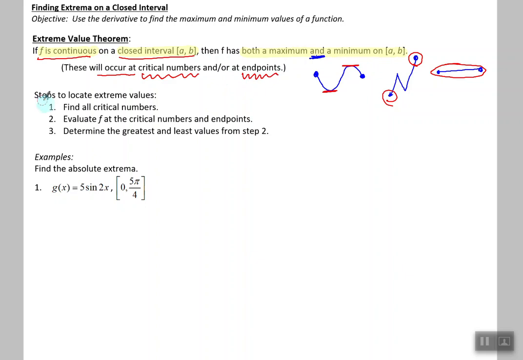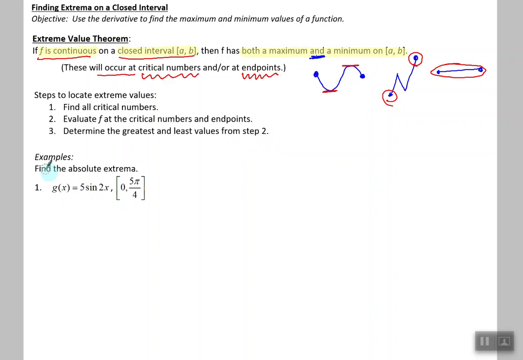So let's talk about steps to locating extreme values given a function and using the derivative. Because max and min values will occur at critical numbers or at endpoints, the first thing we need to do is find all the critical numbers. Then we evaluate the function at the critical numbers and the endpoints and see which are the greatest and least values from those function values.